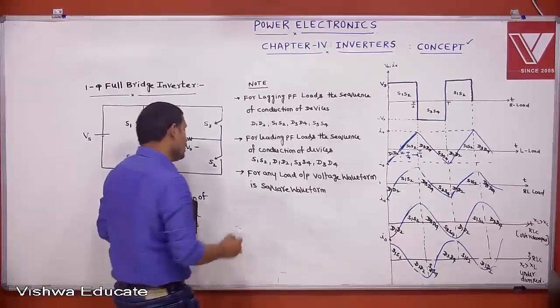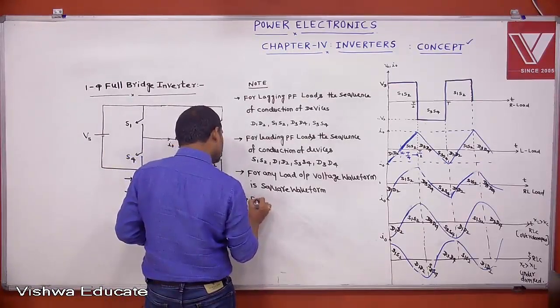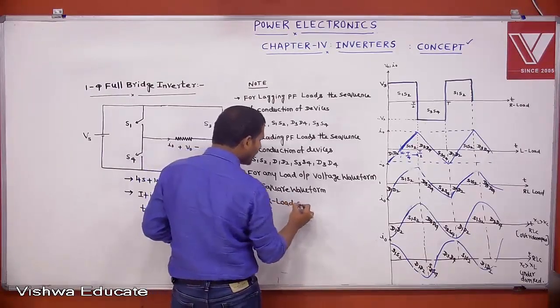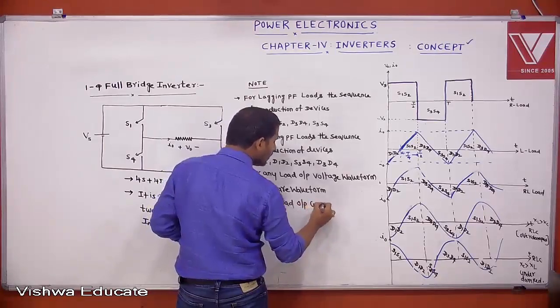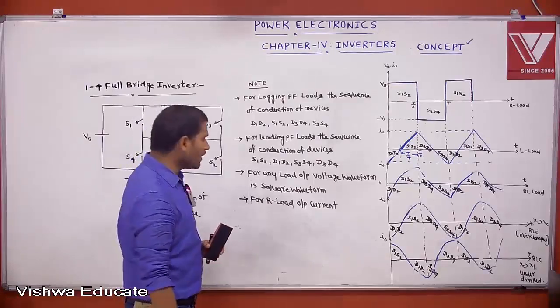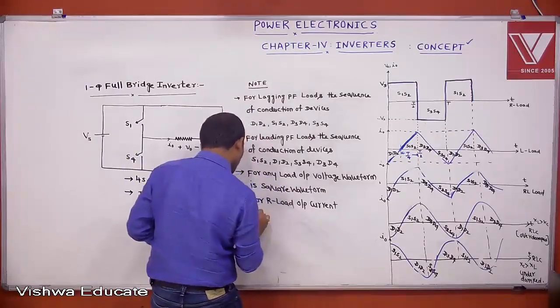Okay. For R load, the output current is, I told already, for R load voltage and current waveforms are same. Output current is a square waveform.